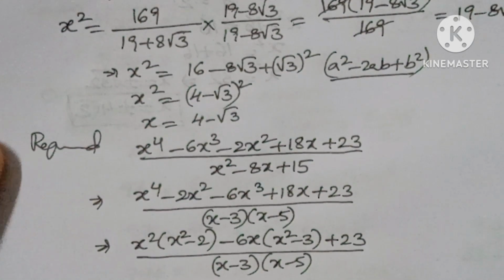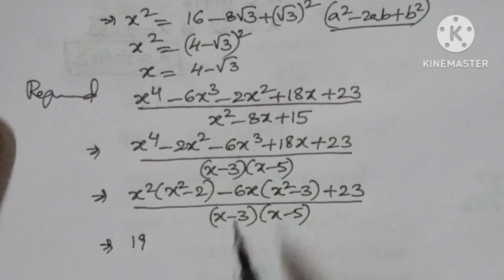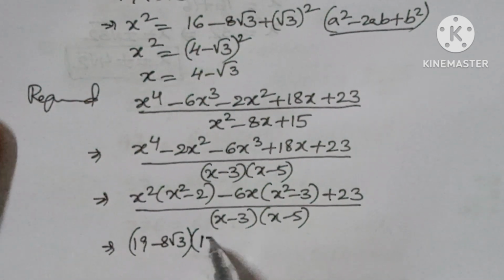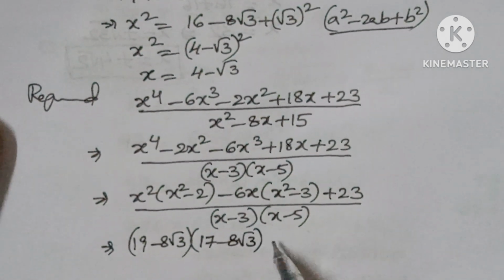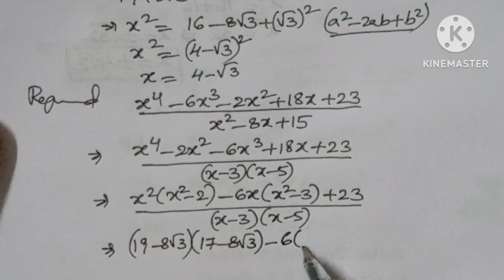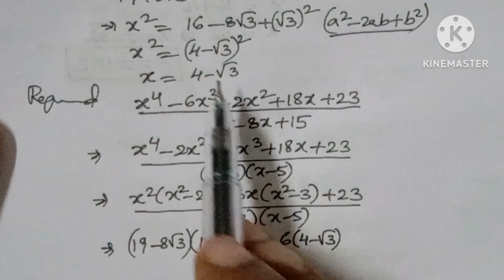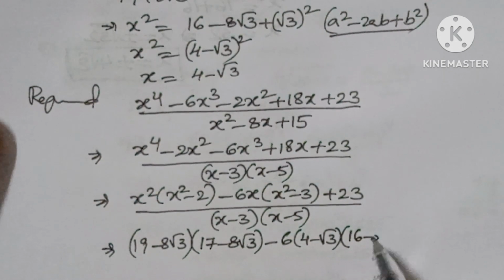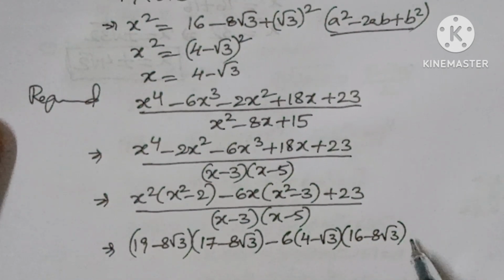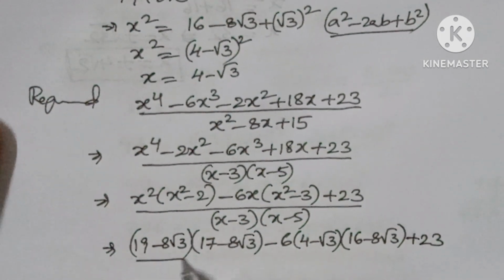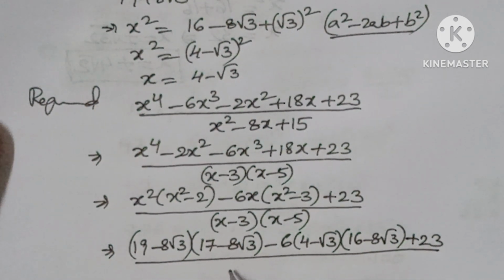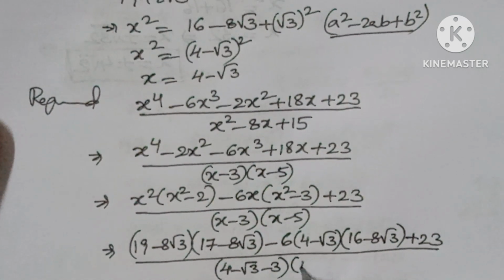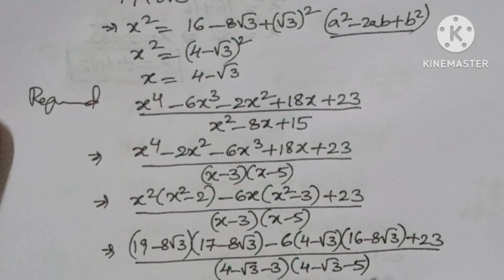So here x square value 19 minus 8 root 3, x square minus 2 value 17 minus 8 root 3, minus 6 into x value 4 minus root 3, and x square minus 3 value 16 minus 8 root 3 plus 23 over x minus 3, means here 4 minus root 3 minus 3, 4 minus root 3 minus 5.